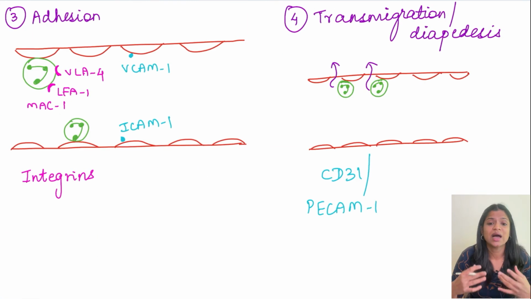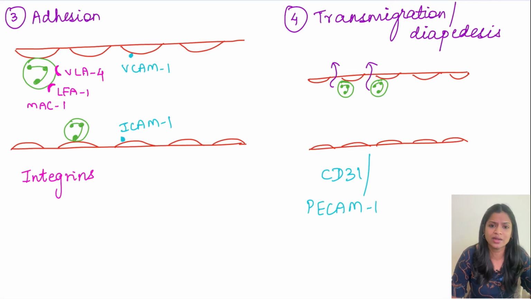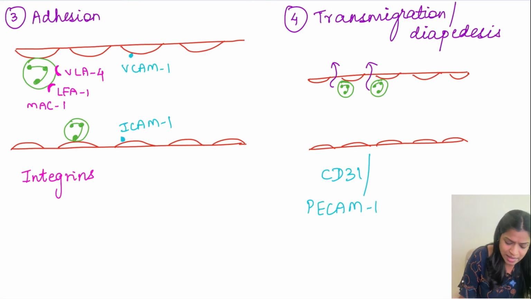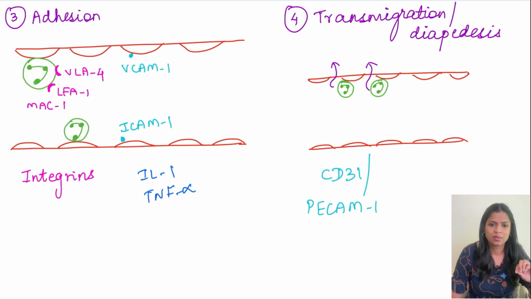The third step is adhesion. That is, there is going to be strong affinity between the WBC and endothelial attachment now, and that is again going to take place because of some cell adhesion molecules called integrins. This again is going to be induced by the TNF alpha and the interleukin 1 cell mediators. So integrins are usually present on the WBCs. So we have VLA4, LFA1 and MAC1 integrins present on the WBCs. Now they are going to attach to the corresponding ligands present on the endothelium.